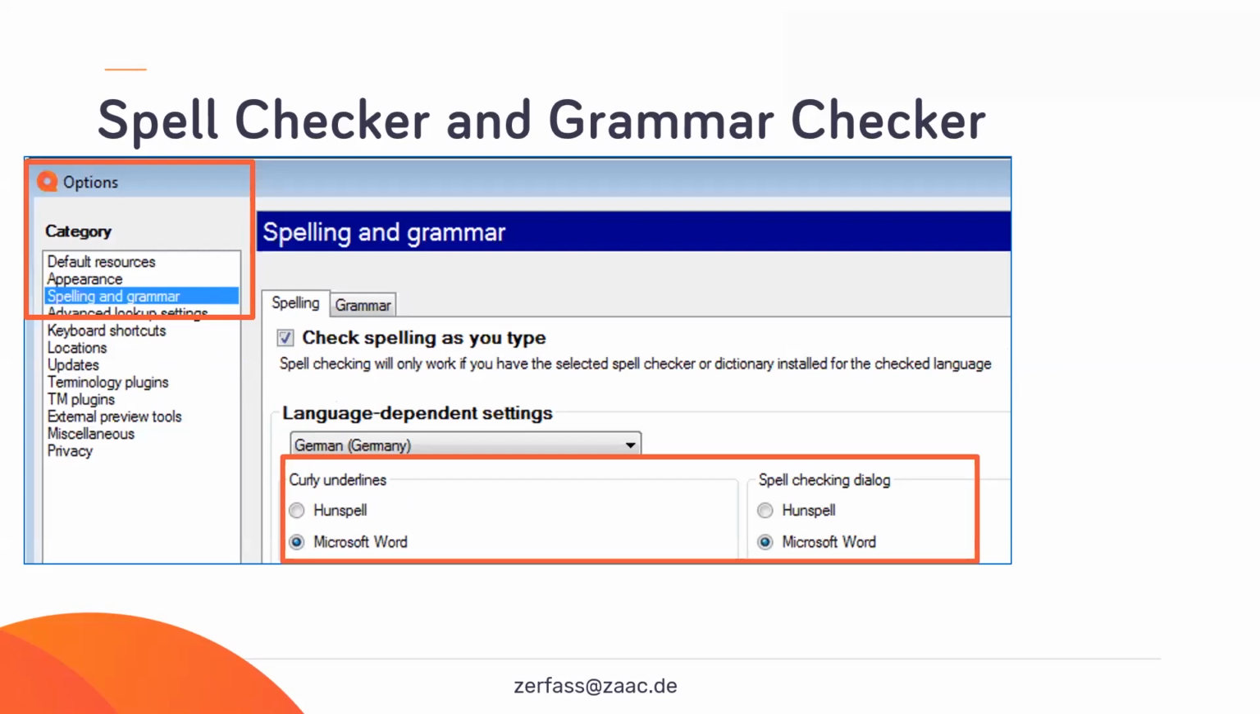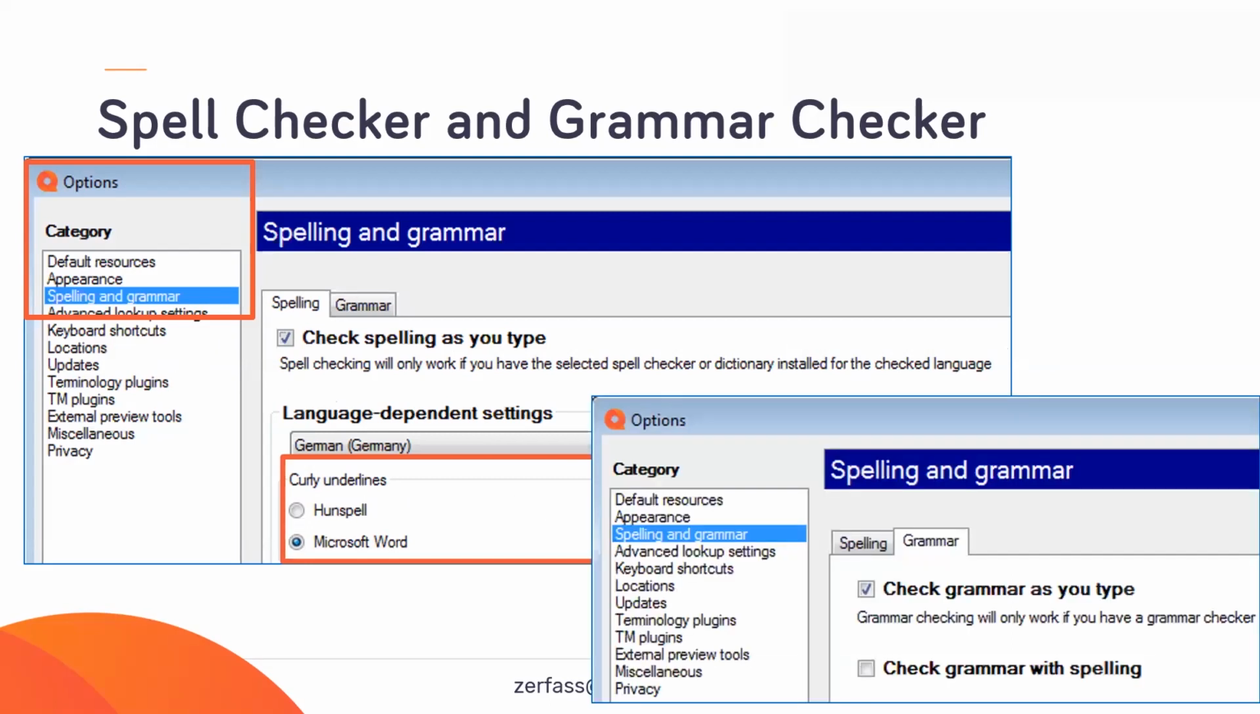So this is how it looks like. In the options, you have the area for spelling and grammar. And there you can check that you want to use spell checking from Word for a certain target language. Of course, Word needs to have that target language spell check installed. And in the second tab, in the grammar tab, you can select that you also want to use Word for grammar checking. So this only applies to Word. There's no other grammar checker in this options dialog available.